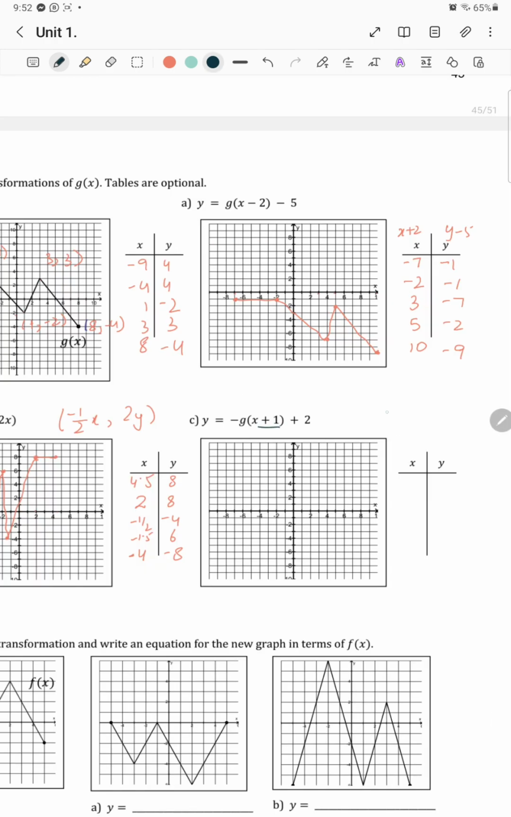So x plus 1 means x minus 1 and plus 2 means y plus 2. This negative means reflect. X means negative y values.